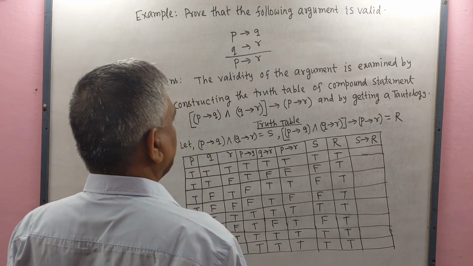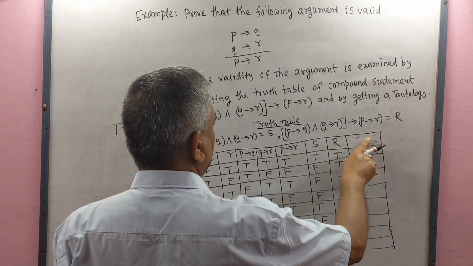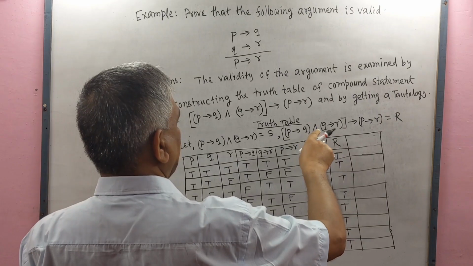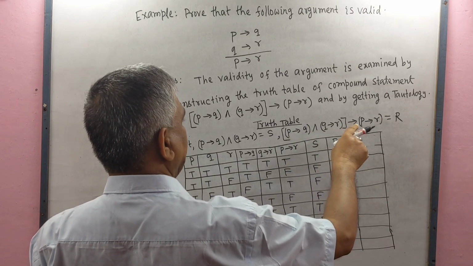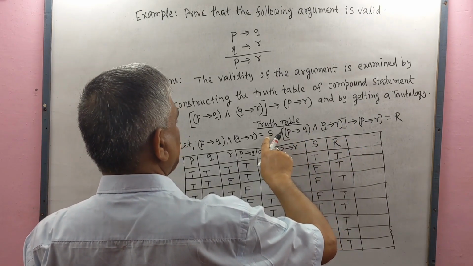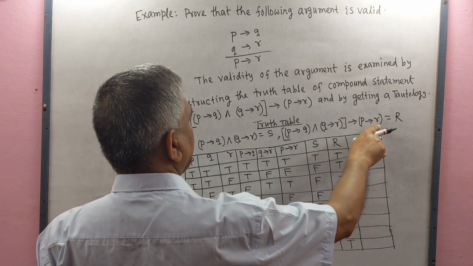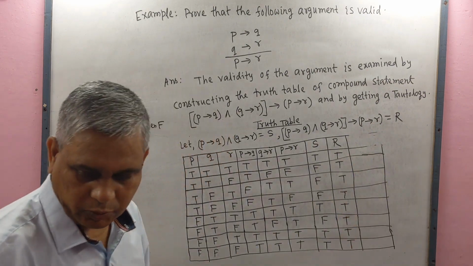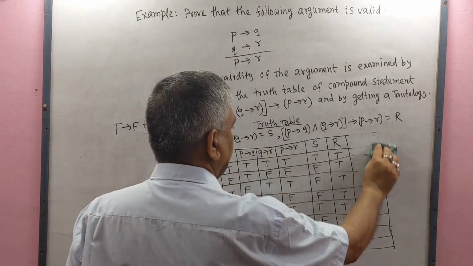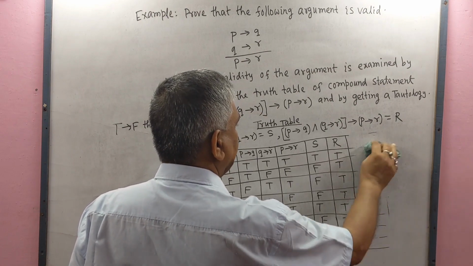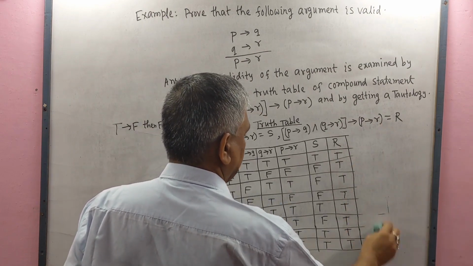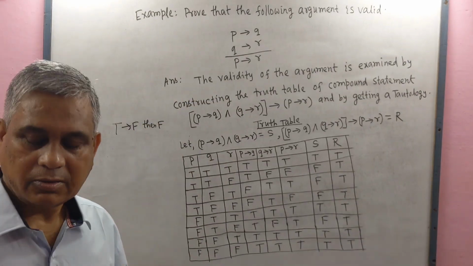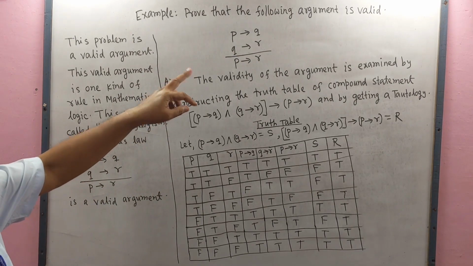So we get the result R, not necessary to take this. This is S implication P implication R is R. So we get a tautology here. Hence the argument is valid. This problem is a valid argument.